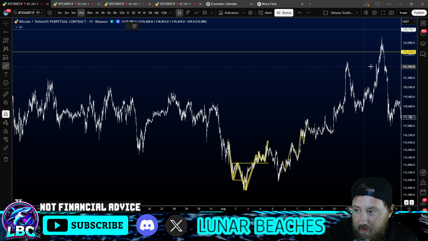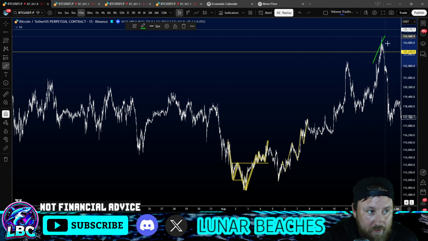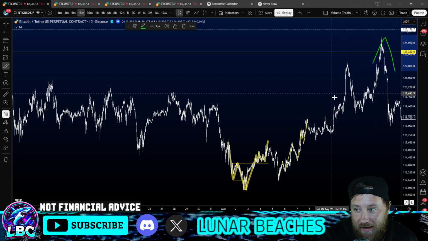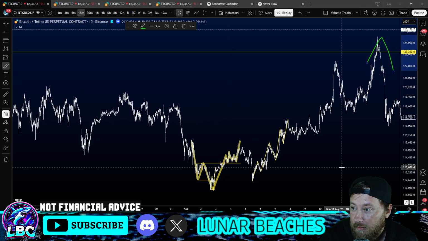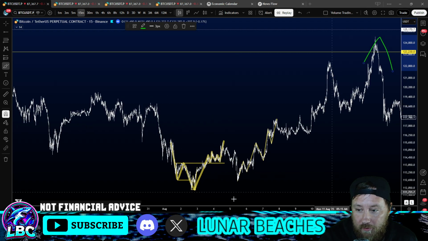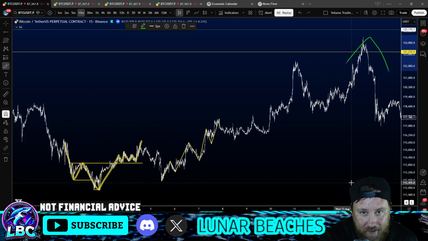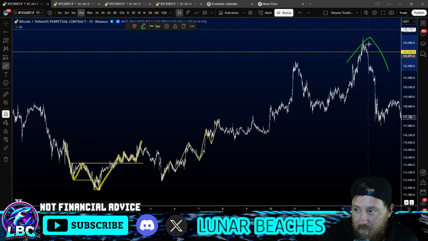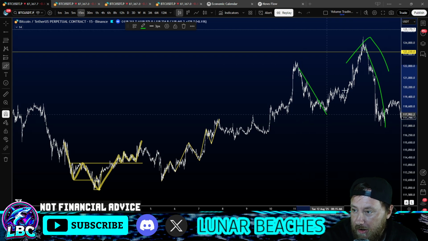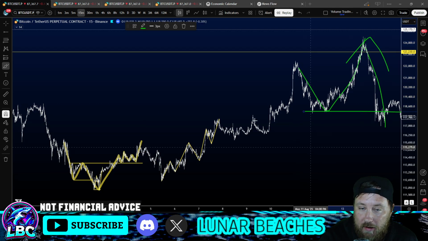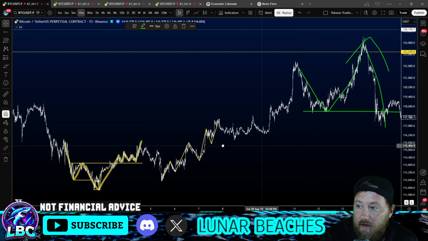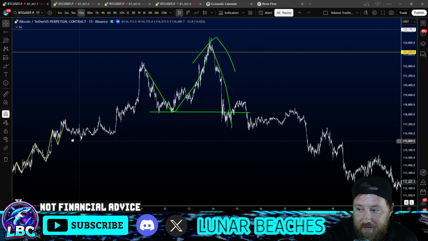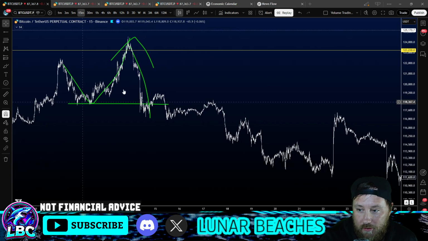Sweep is when you just get a quick move above, and then you fall right back down into the previous range. Sweep above, sweep below. It's the same concept. Then you come down, you break this swing level. And now we are thinking about continuation to the downside, and that is exactly what we get.